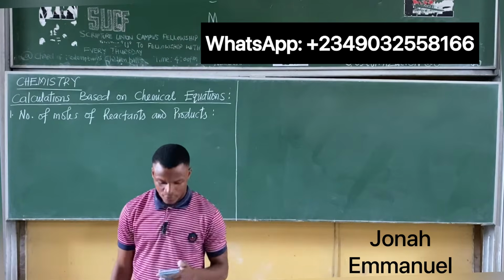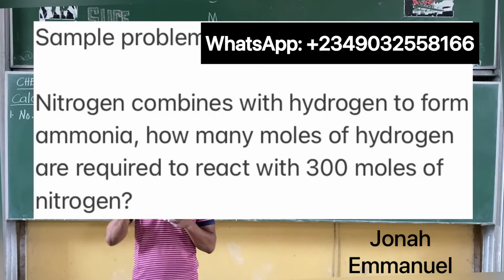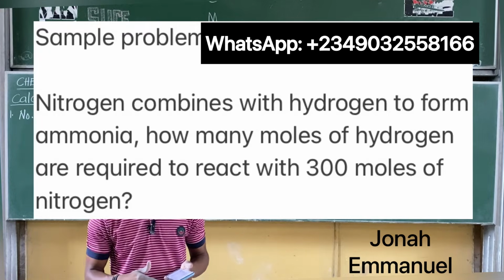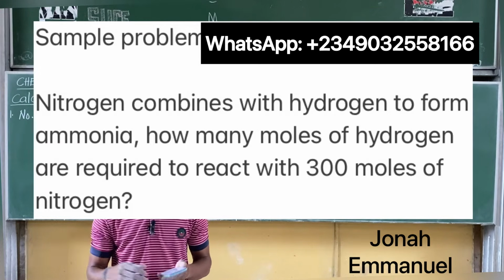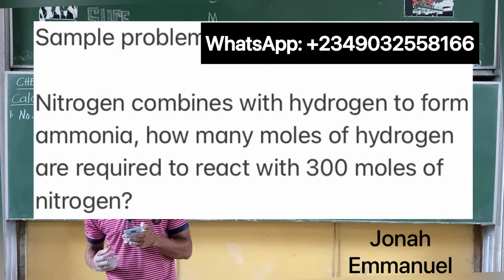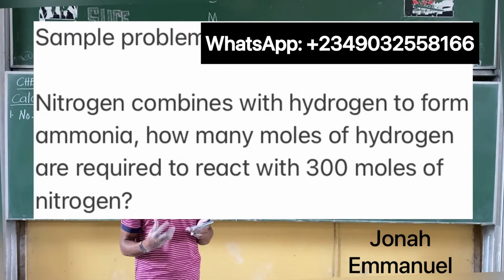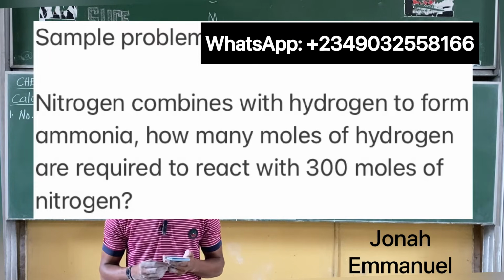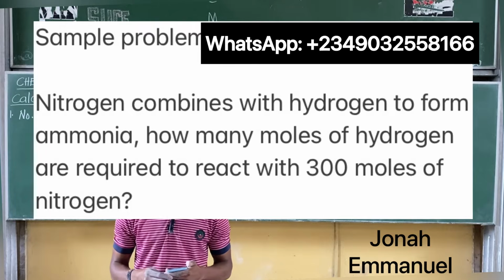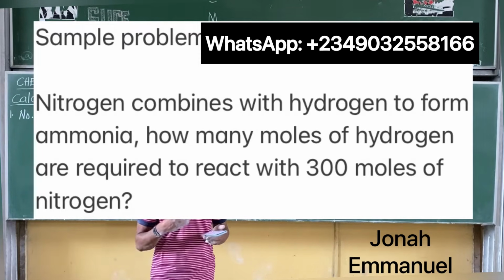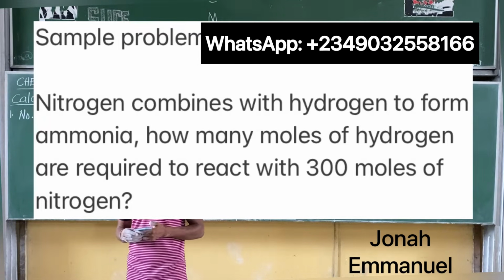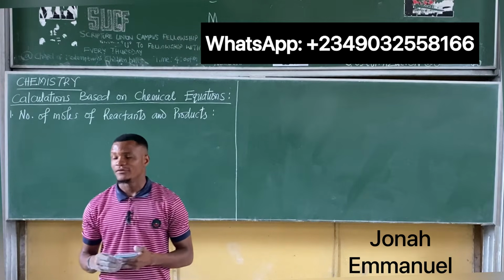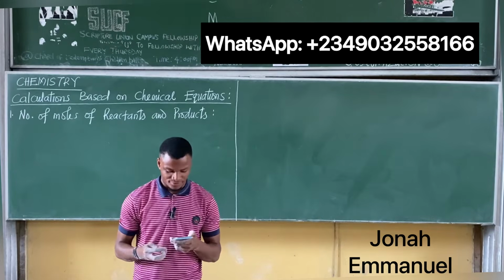Example. Nitrogen combines with hydrogen to form ammonia. How many moles of hydrogen are required to react with 300 moles of nitrogen?